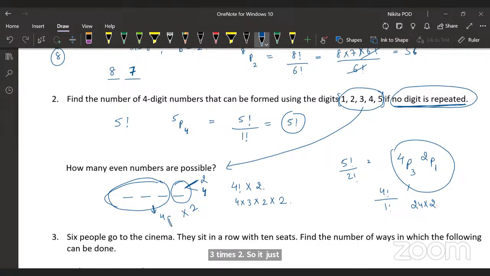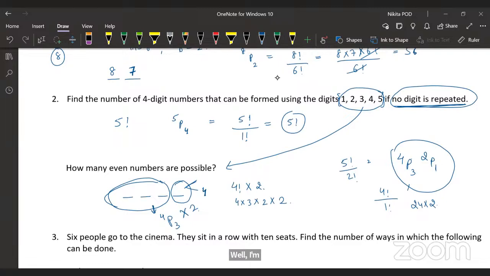Ma'am, actually, one more doubt. Whatever you explained here, the fourth digit has to be 2 or 4. So we are ignoring that digit. Then, if we ignore that digit, we need to form 3-digit numbers, so 4p3. And the available choices are how 4, ma'am? How 4? Because 1 you are fixing here, no?